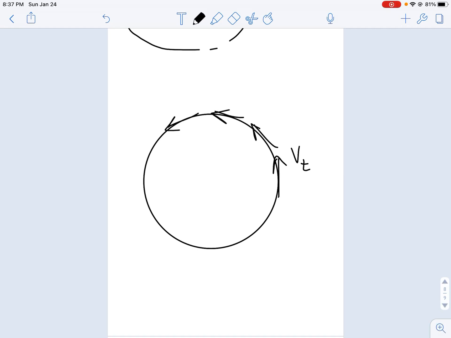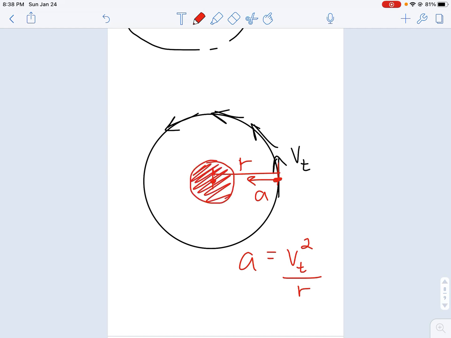And the direction that it's accelerating in is actually inwards towards the center of the circle. So at any specific time, its acceleration is inwards. And its acceleration can be found by the formula tangential velocity squared divided by r, where r is the distance to the center of the object. Don't forget, this Earth is right here. R is measured from the center of the Earth to the path of orbit, to the object.